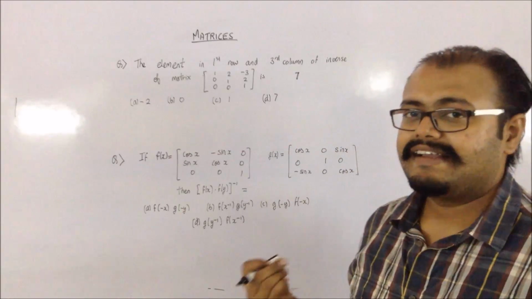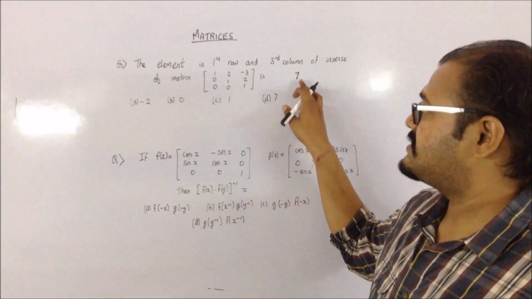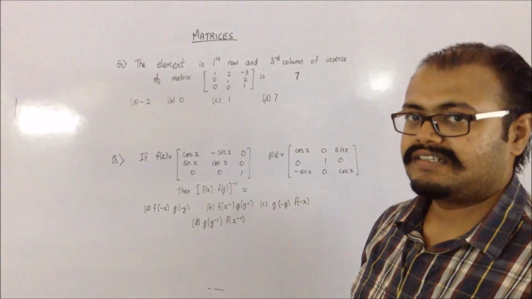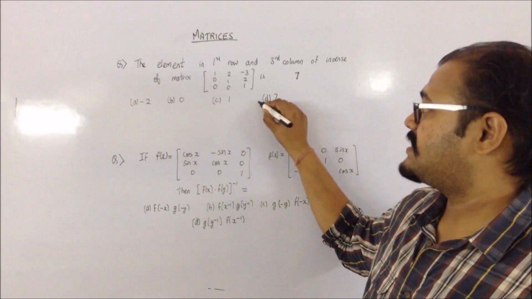So if you had a determinant which was not 1, if it was like 7, then your answer would have been 1. But since the determinant is coming as 1, you will get the answer as 7.